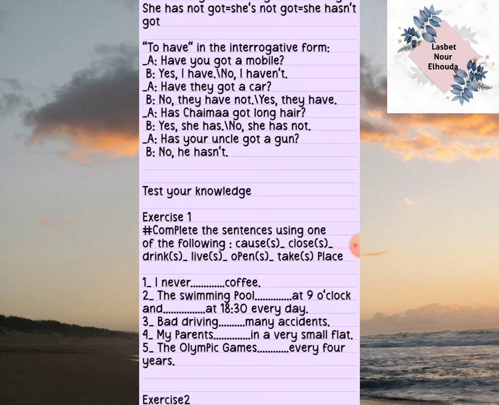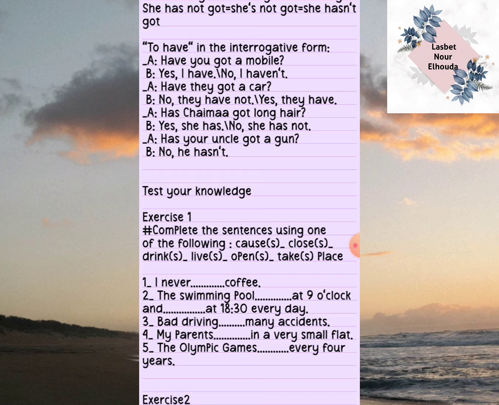To have in the interrogative form. Have you got a mobile? We start with the auxiliary have when we ask a question. When we use to have in the interrogative form, we start the sentence with have. Have you got a mobile? Yes, I have. No, I haven't.